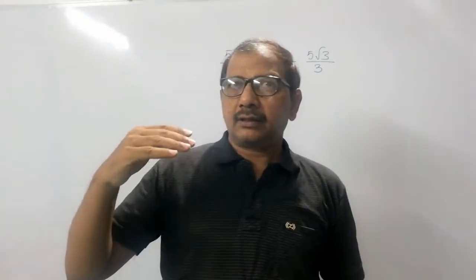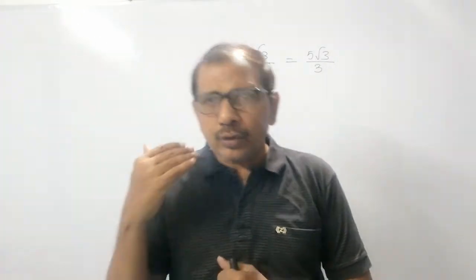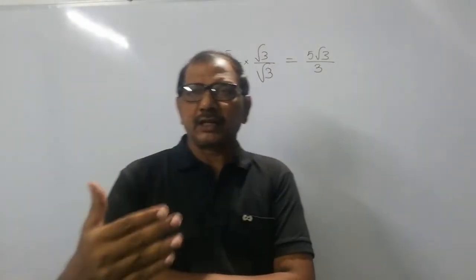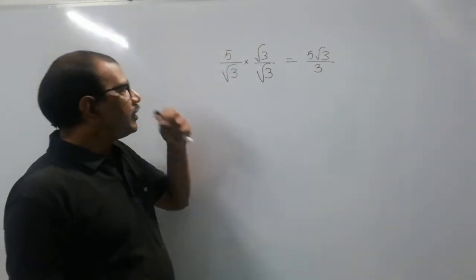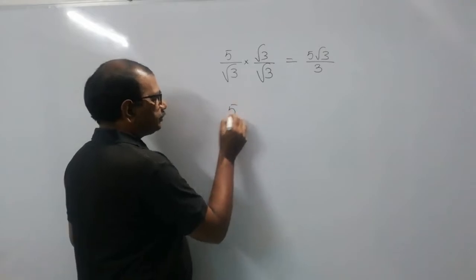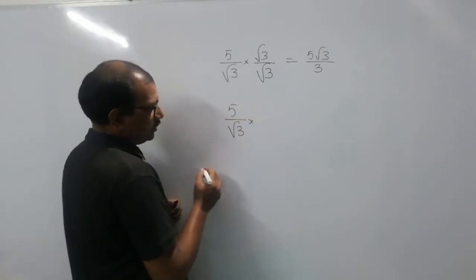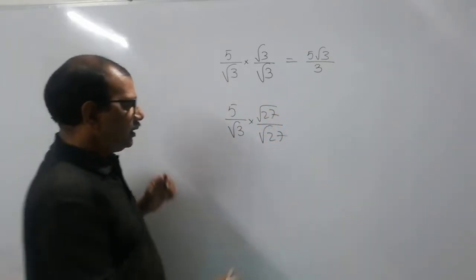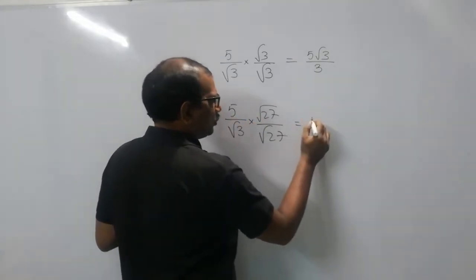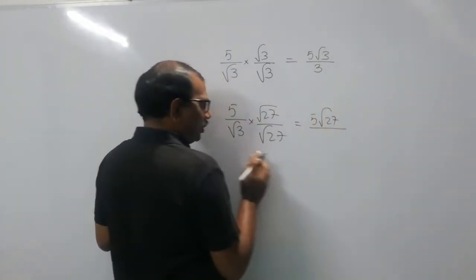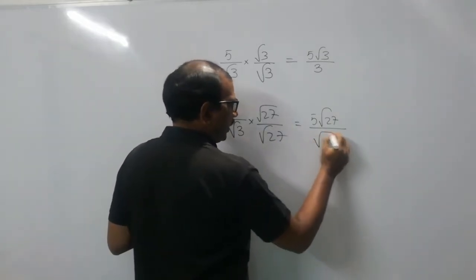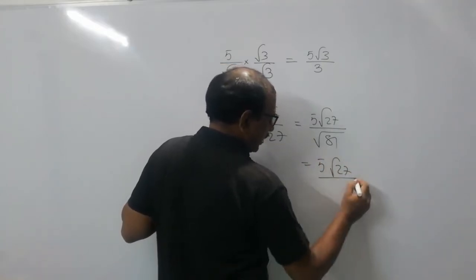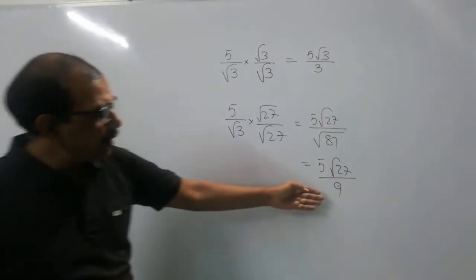अभी हमारे पास एक डाउट आएगा, क्या सिर्फ root 3 ही rationalizing factor है? No, we can have infinite number of rationalizing factors. So for example, if I multiply the numerator and denominator by say root 27, right? So the numerator becomes 5 root 27 upon root 3 into root 27 is root 81, and root 81 is 9, right? So this is also rational.